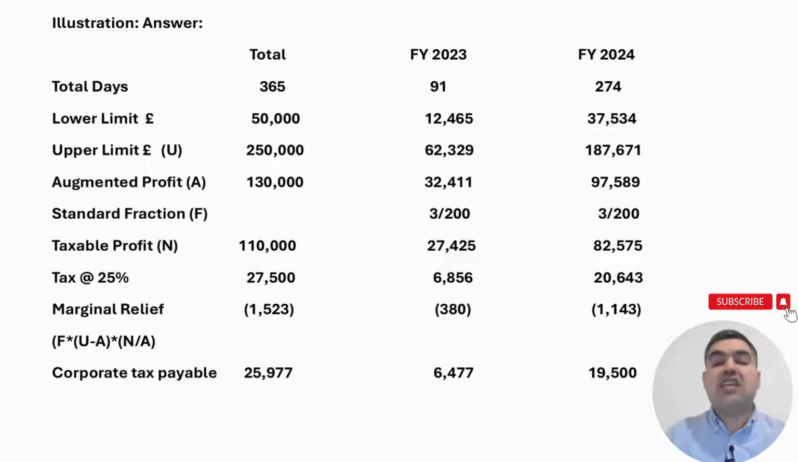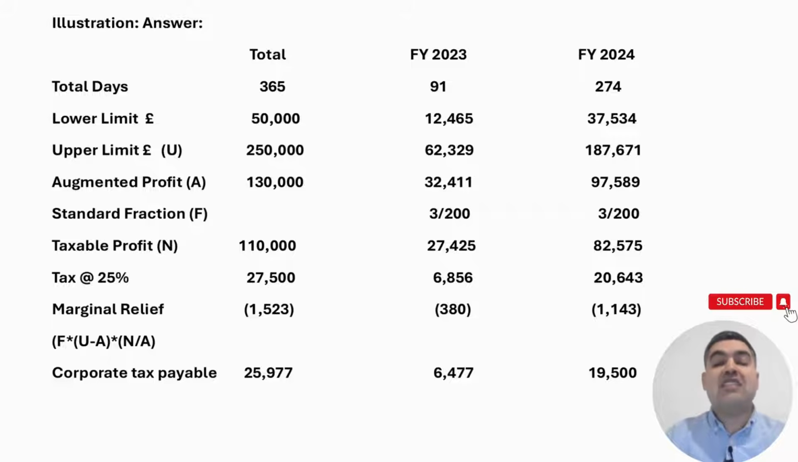Standard fraction is 3 divided by 200. The taxable profit, remember, the dividend is not subject to corporation tax; it is only added to find out augmented profit. So the taxable profit you need to spread over two financial years, then multiply by the tax rate of 25%. The tax rate that applies is 25% because the augmented profit is more than 50,000. Then you work out the marginal relief, so deduct the marginal relief.